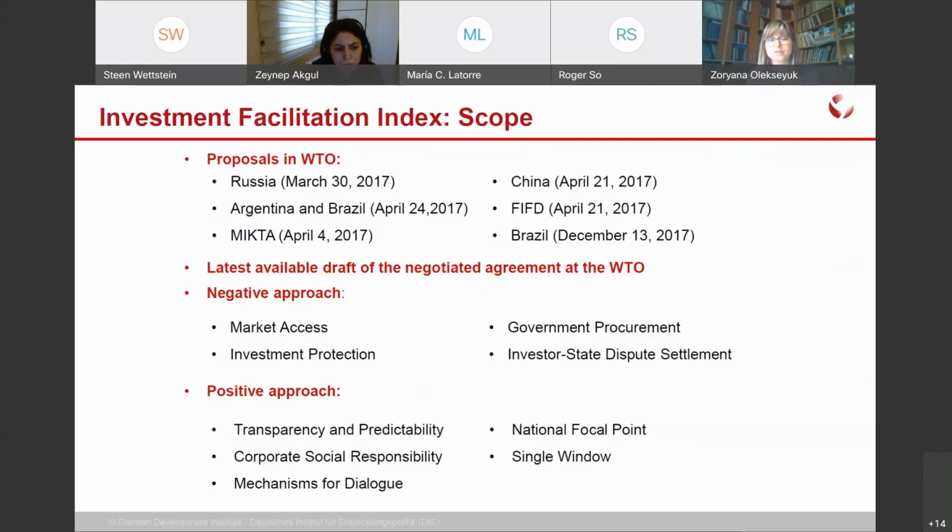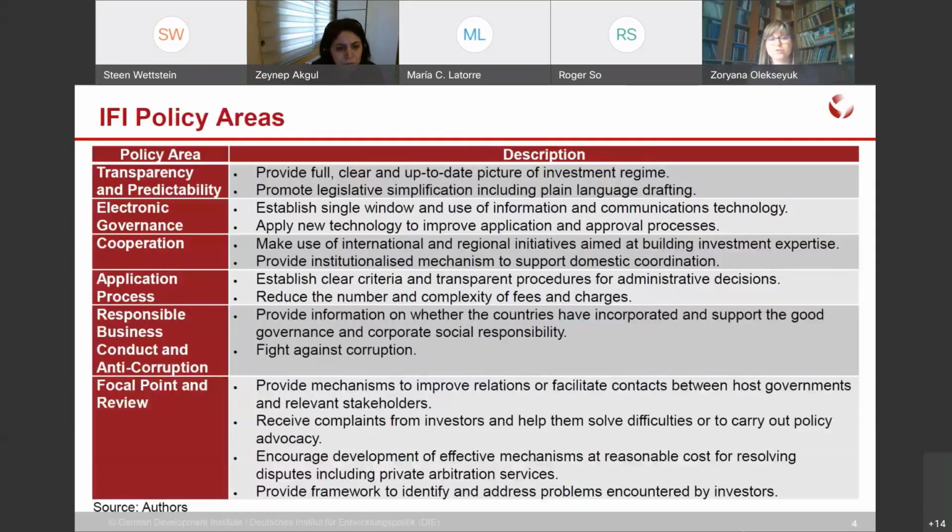Regarding corporate social responsibility, it's very new. We were discussing that 2 years ago, and everybody was like, well, probably it will not be part of the final agreement, but now it's on the table. So that was the reason we had to include it in our index right now. And that is the table with a broad description of the 6 policy areas.